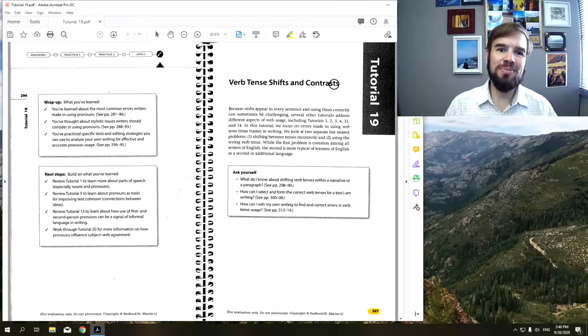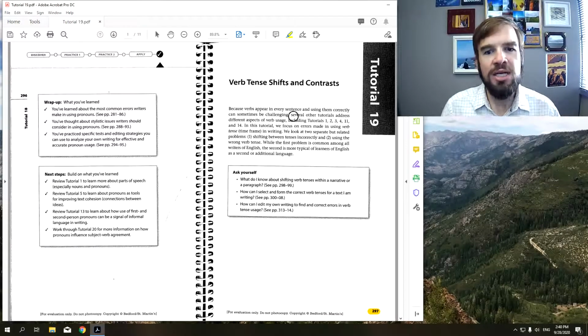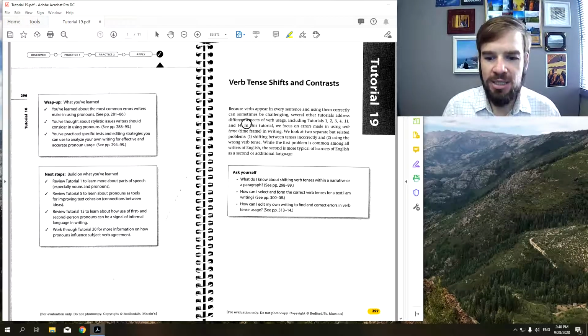Let's go. Now, because verbs appear in every sentence and using them correctly can sometimes be challenging, several other tutorials address different aspects of verb usage, including tutorials 1, 2, 3, 4, 11, and 14. In this tutorial, we focus on errors made in using verb tense, that's the time frame, in writing. We look at two separate but related, connected problems. One, shifting between verb tenses incorrectly. Shifting is just another way to say changing, right? And using the wrong verb tense, very common errors. So while the first problem is common among all writers of English, the second is more typical of learners of English as a second or additional language.